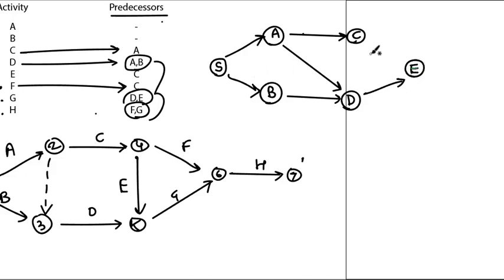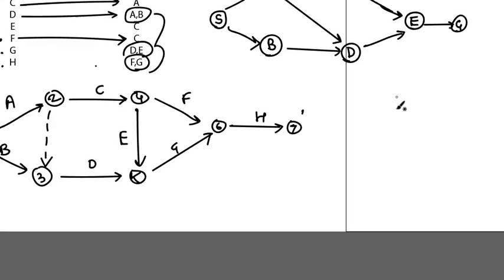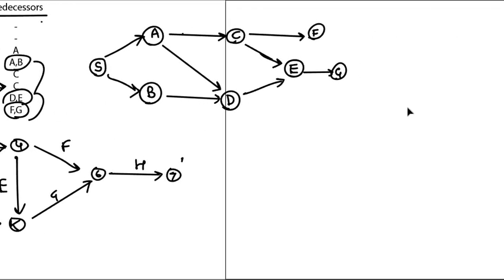F is coming from C, right? I know the C is here, so the arrow should be like this. But when D and E both are completed, then you can start G, right? Here it will be G, and when F and G both are completed, you can start H, right? So this is the end node.